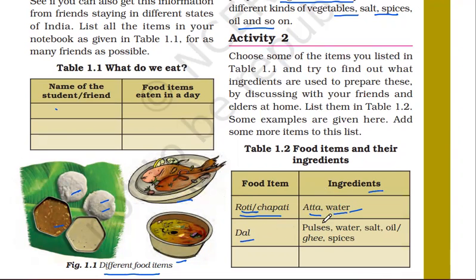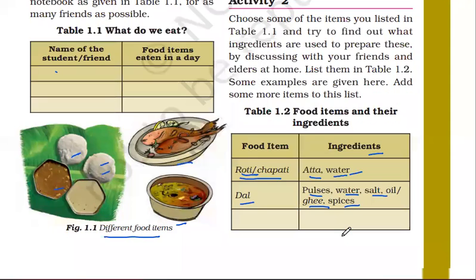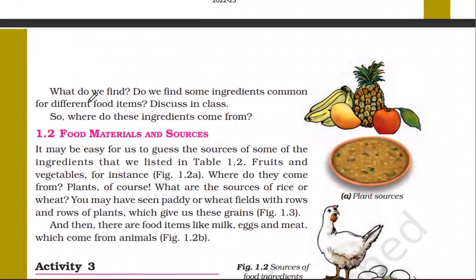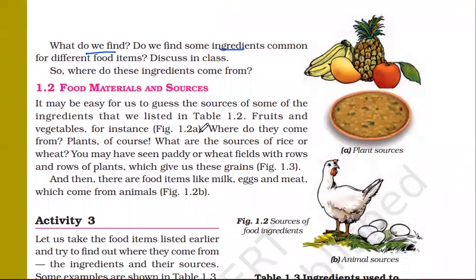Then when we talk about dal, we need pulses, water, salt, oil, ghee, and some other spices as well, depending upon in what way you want to cook the dal, right? सो इस सबसे हम क्या सीख रहे हैं, क्या देख रहे हैं इस सबसे? Are we finding any common ingredients for different food items? Yes, there are some ingredients common. For example, water, salt, spices. Some of the ingredients are common, right?